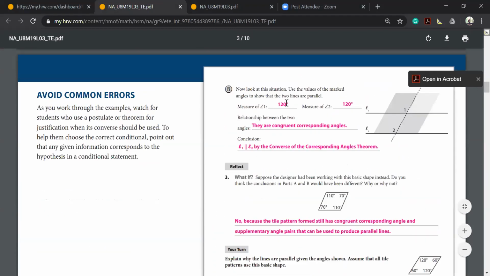Measure of angle 1, 120. Measure of angle 2, 120. So they are congruent corresponding angles. So the conclusion is L1 is parallel to L2 by the converse of the corresponding angle theorem.